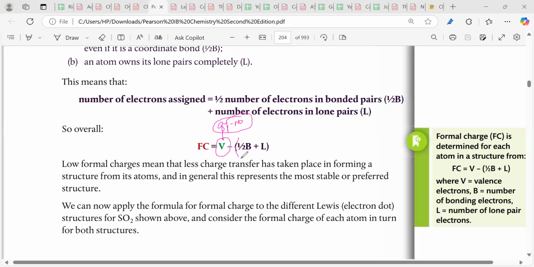Next, we subtract half of the bonding electrons plus the number of electrons in the lone pairs. While checking the IBDP papers, I see that the main mistake they make is with the lone pairs of electrons. They put one over here. It should be two electrons in a lone pair. So it's valency minus half of the bonding electrons minus the number of electrons in the lone pairs. Understood this clearly?